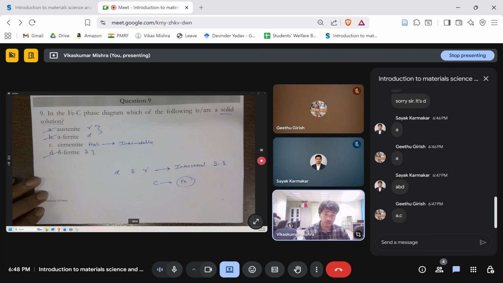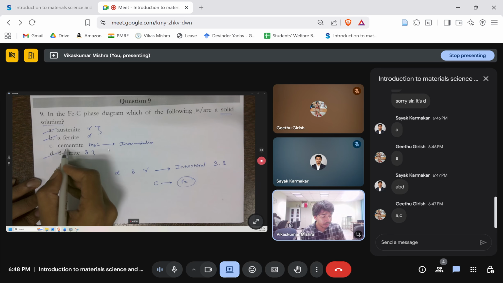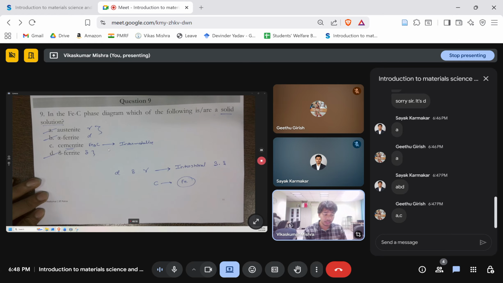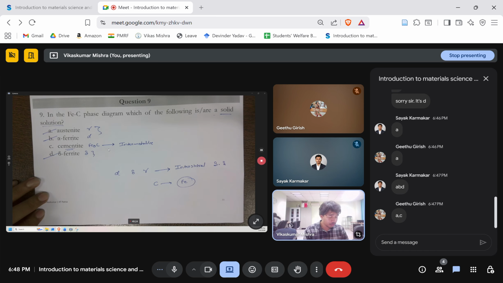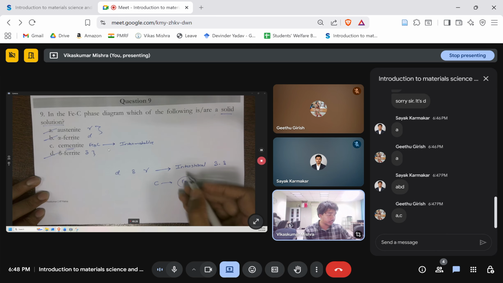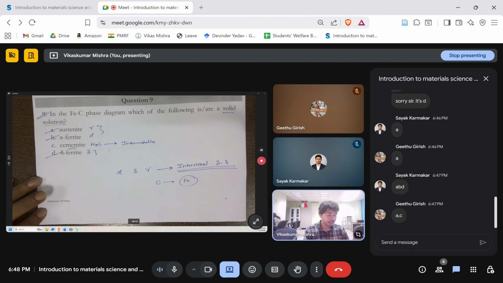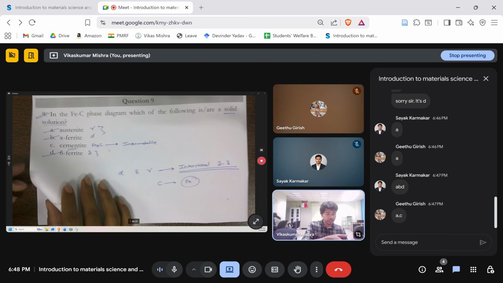Right. So Gitu has said options A and C. We know that cementite cannot be the answer because it's an intermetallic. All the remaining ones, austenite and both forms of ferrite, alpha and delta, will be interstitial solid solutions. With that, we have completed question number 9. Any doubt, let me know. If not, let's move to the next part, question number 10.